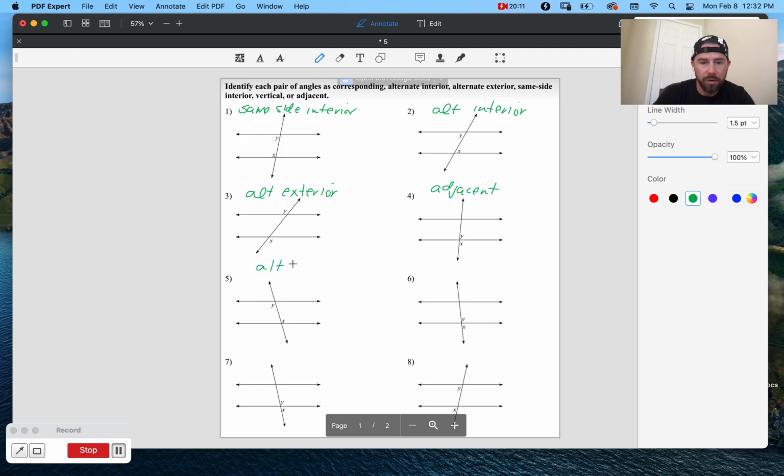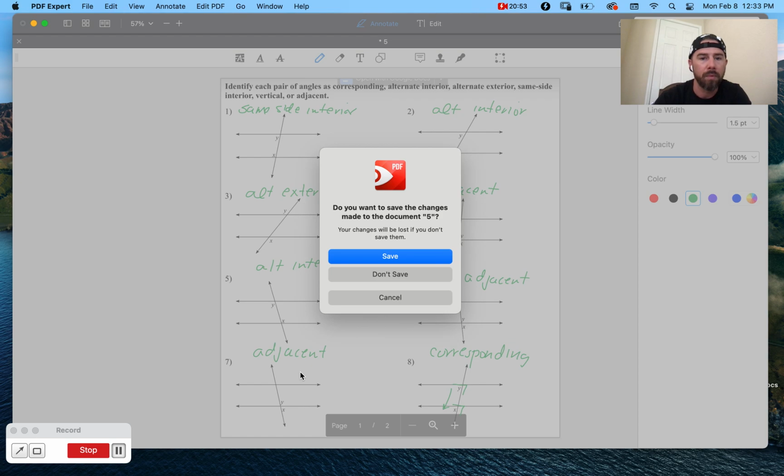Okay, 5 looks like alternate interior. 6, adjacent again. 7, adjacent again. And then 8 is corresponding. Okay, hopefully you got those right. Remember, corresponding is a little tricky. It's almost like you just cut and paste and slide it down or slide it up, okay? So remember, you have those as a reference on the quiz. Very important that you can see those. I think we touched on them all. The only one we didn't touch on was vertical angles, but hopefully you'll see those in a little bit.